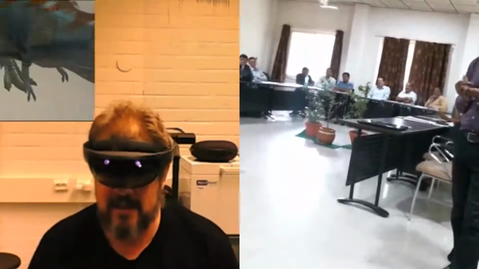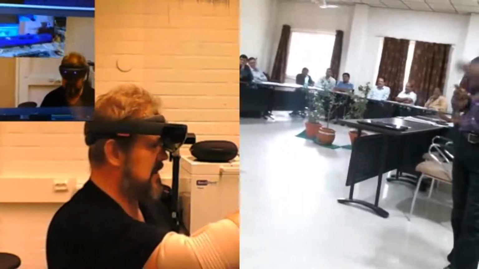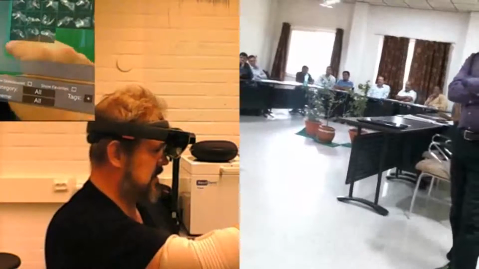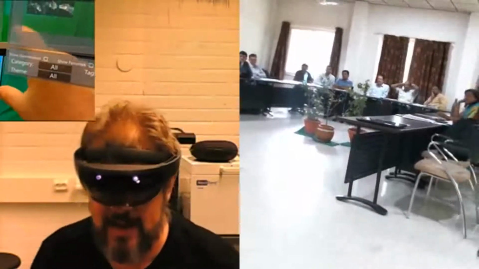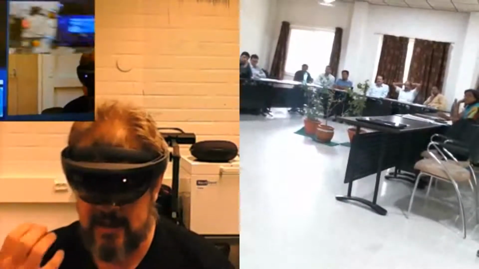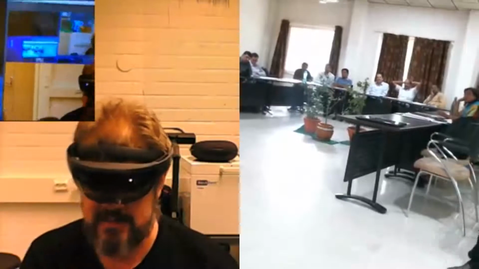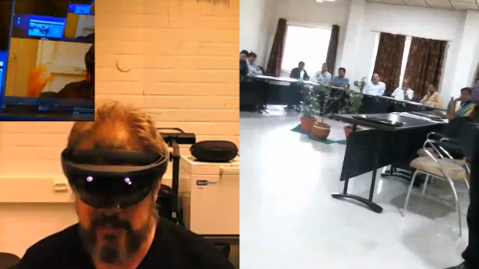And these creatures, I can make them disappear. Okay, now they are gone. So this is augmented reality, and you are seeing what I'm seeing, and this computer is adding content to displays.